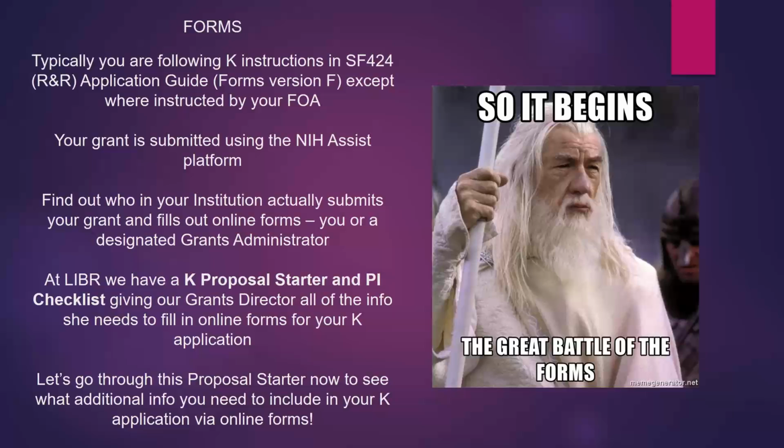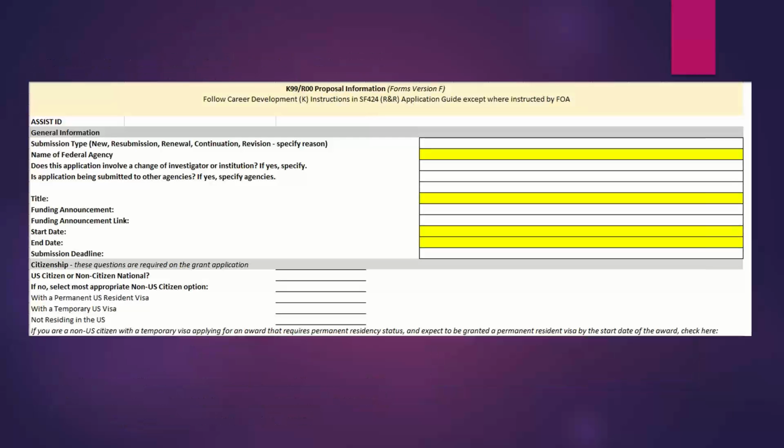Let's go through this proposal starter now to see what additional info you need to include in your K application via online forms. So our grants director has put together this K99R00 proposal information form. You'll see on the left-hand side an Assist ID that she has access to. And then she requests general information from you about the submission type of your grant, the name of the federal agency that you're applying to, or where it's most relevant for your grant. In my case, it will probably be NIDA, but it could be NIMH for you or another institute within NIH.